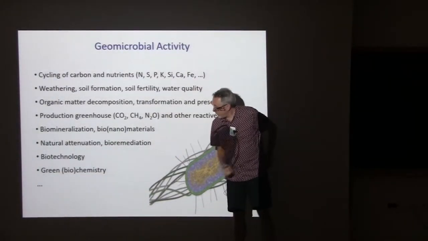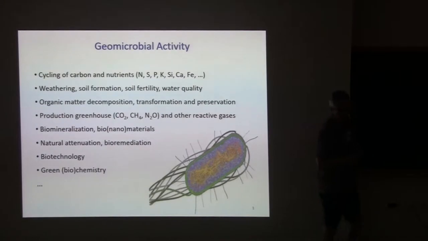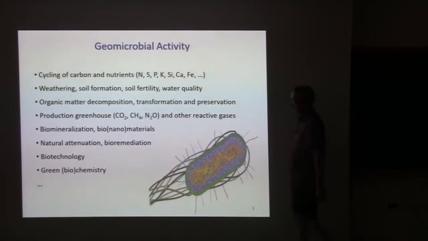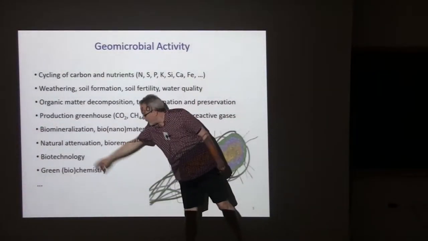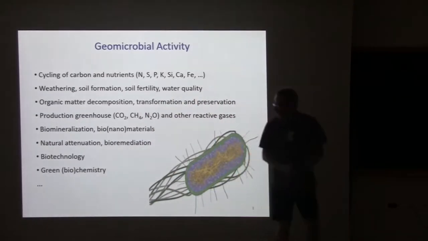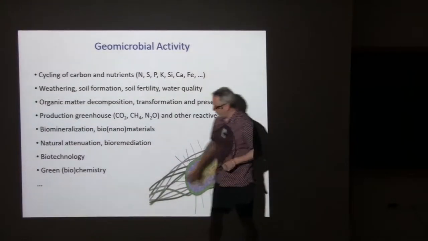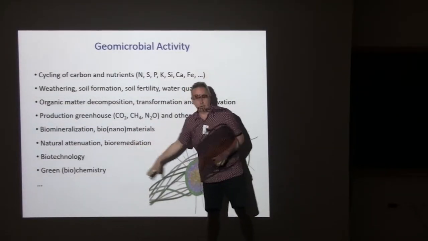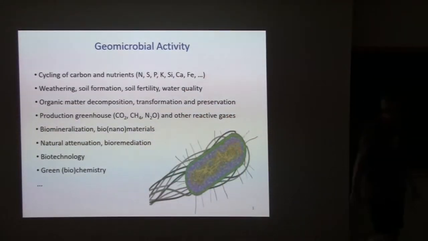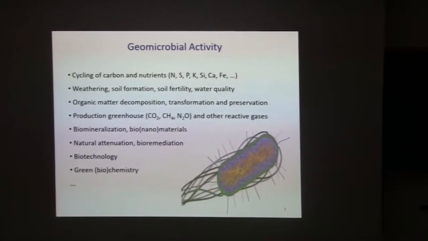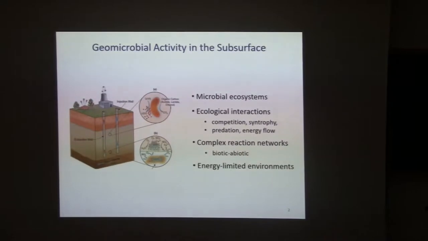From a practical viewpoint, particularly in the field of contaminant hydrology, natural attenuation and bioremediation processes are all related to the activity of microorganisms. Obviously, biotechnology all the way from making beer to new products, etc., and in the field of green biochemistry, and this goes on and on. So microorganisms are essential to essentially most of what goes on in nature, but also in industrial processes.